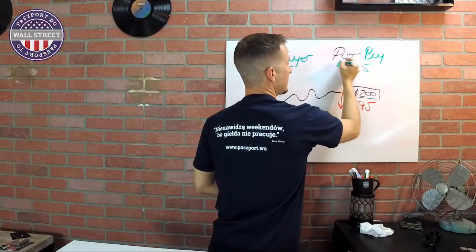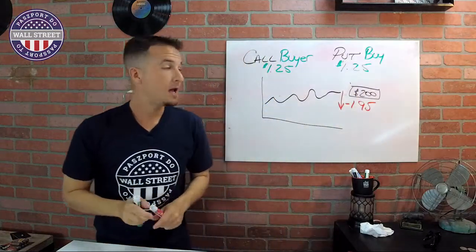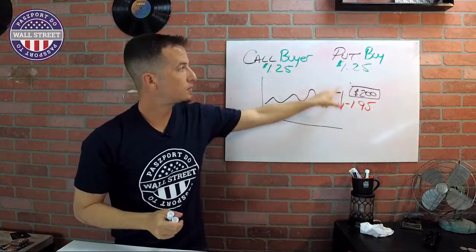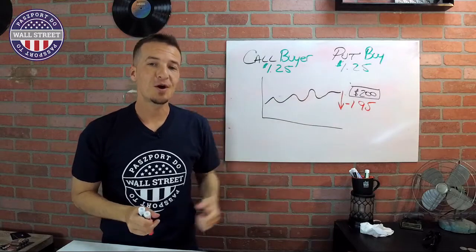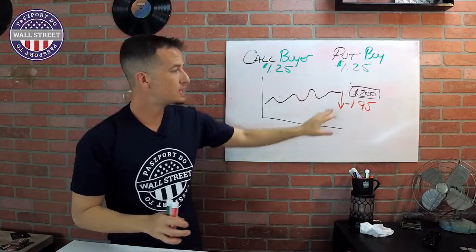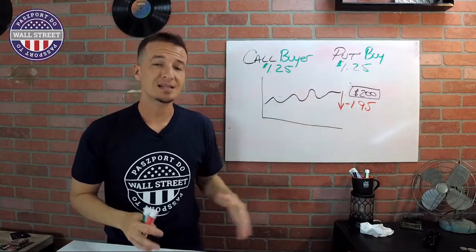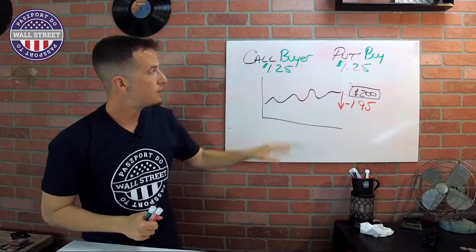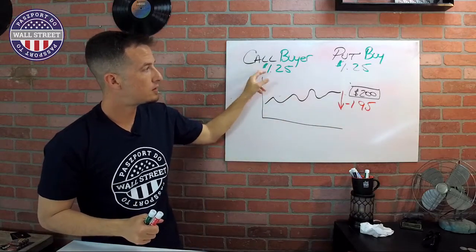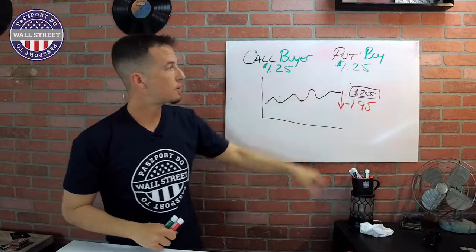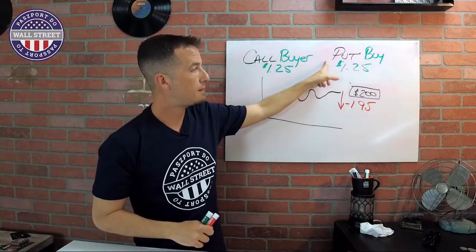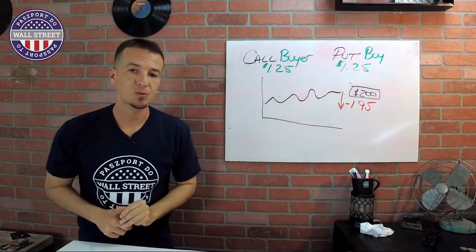So let's say you paid $1.25 for it. As the stock price goes down, your put option value should go up. So a little confusing there. If you're not familiar with shorting stocks, this is where it can get a little complicated. But just know that by buying a call, you essentially believe the stock price will go up. By buying a put, you believe that the stock price will go down.